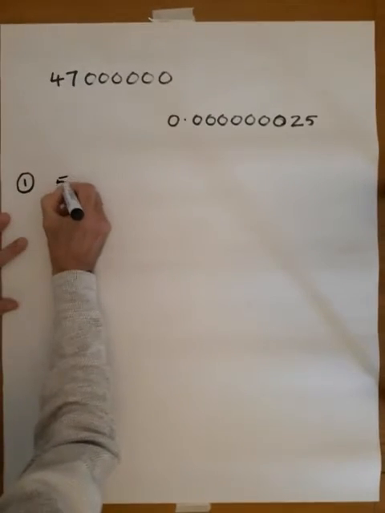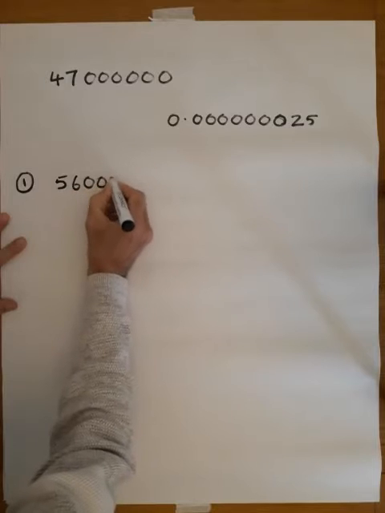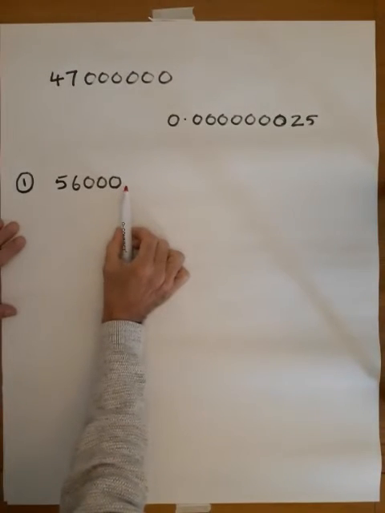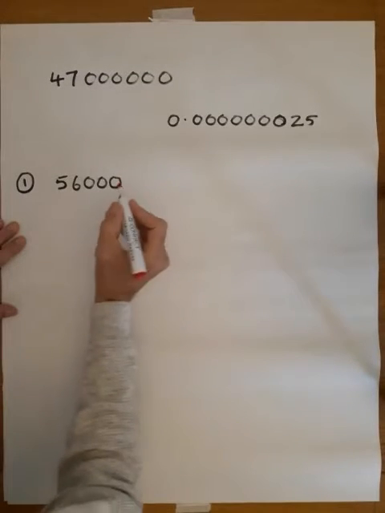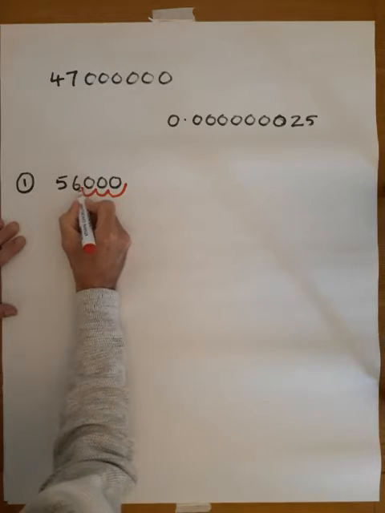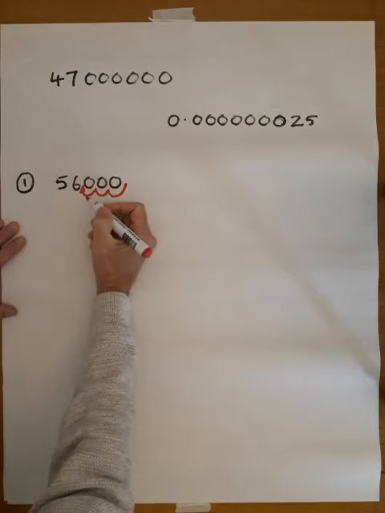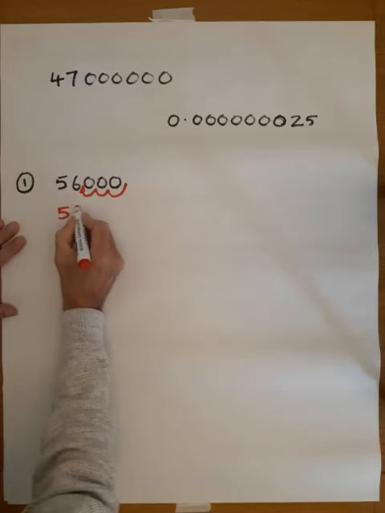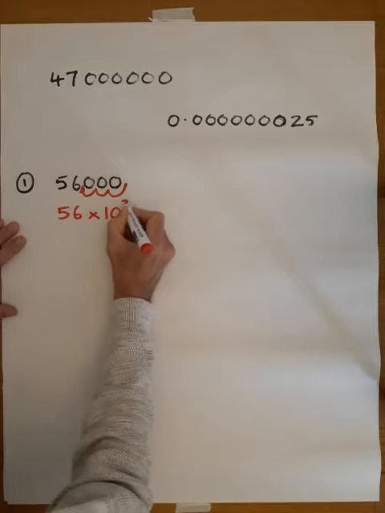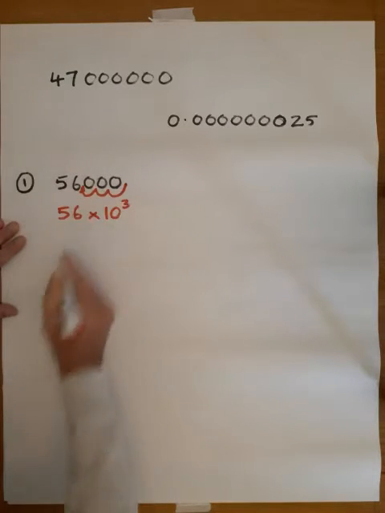Let's take the number 56,000. I want to rewrite this in standard form. You need to get in the habit of dealing with your numbers in chunks of 3. So where is the decimal point? At the moment the decimal point is there. We don't write it after a whole number, but I'm going to move it 3 times. 1, 2, 3. So it ends up in there. My new number is 56 times 10 to the 3, because I've moved the decimal point 3 times.